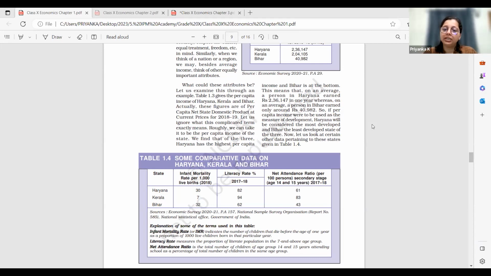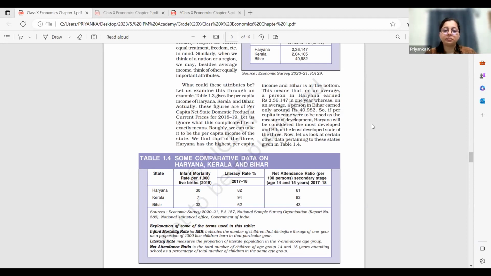So when we look at the net attendance ratio of students aged between 14 and 15 in 2017-18, only 61% has been registered in Haryana. But when you look at Kerala state, you can see that the infant mortality rate is only 7 per 1,000 in 2018, and the state has a literacy rate of 94% in 2017-18. The net attendance ratio in the state for secondary education, for 14 to 15 year old children, is 83%. That category of children are attending secondary stage education.